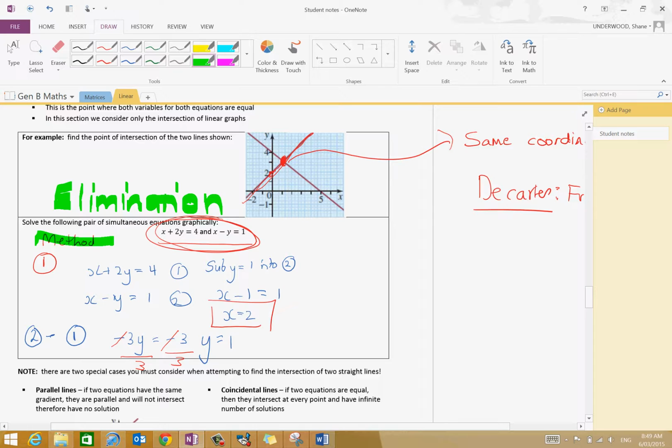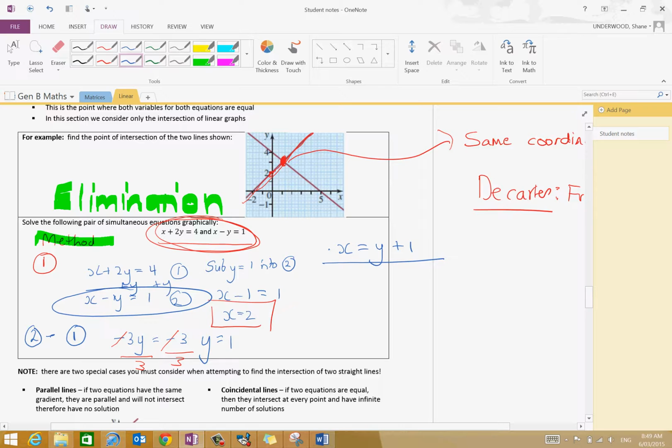Let's do substitution. Now, what we can do is we can say that equation 2, let's just do it a different way, and rather than using x, let's say that what does y equal from equation 2? If I add y to both sides, what is that going to give me? I'm going to get x is equal to y plus 1.